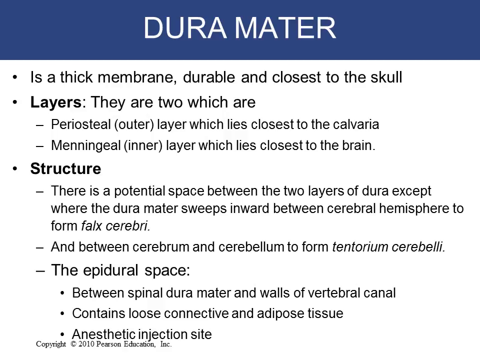The first layer of the meninges we'll be discussing is the dura mater, which is also rarely called meninx fibrosa or pachymeninx. It's a thick, durable membrane closest to the skull. It consists of two layers. The layers are the periosteal or outer layer and the inner or meningeal layer. The outer layer is the layer of the dura that's very close to the skull, and the inner layer lies closer to the brain.